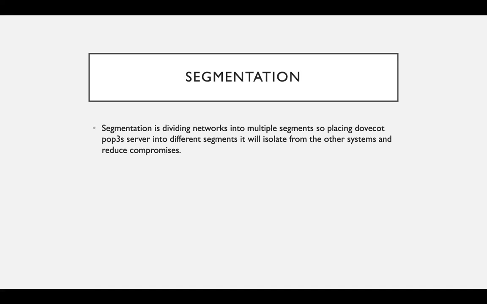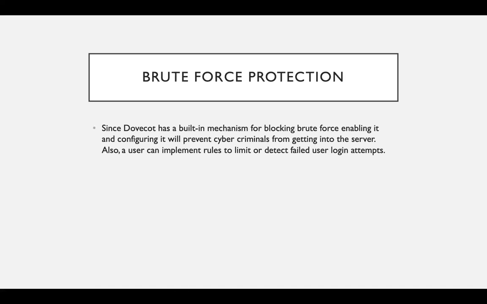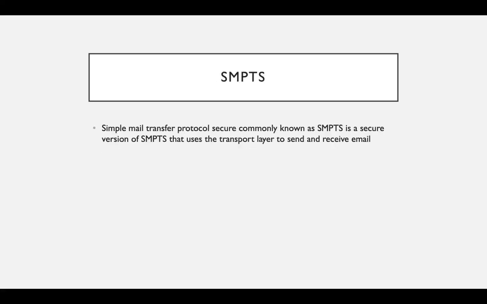Segmentation. Segmentation is dividing networks into multiple segments. So placing the Dovecot POP3S server into different segments will isolate them from other systems and reduce compromises. And brute force protection. Since Dovecot has a built-in mechanism for blocking brute force attacks, enabling and configuring it will prevent cyber criminals from getting into the server. Also, a user can implement rules to limit or detect failed user login attempts.